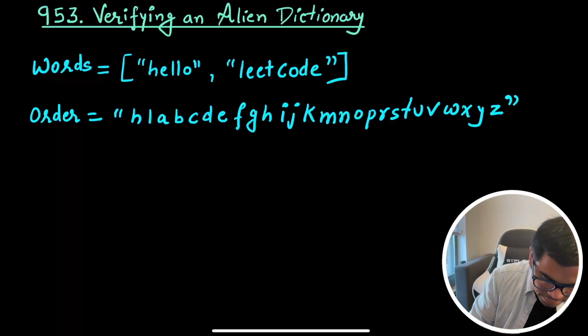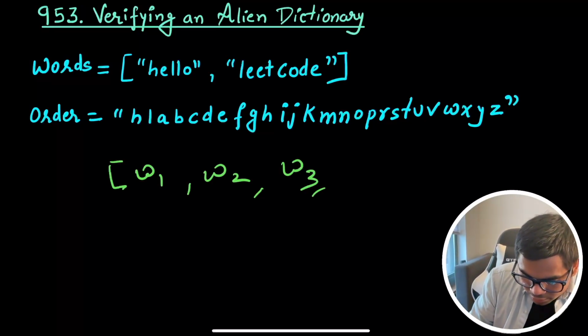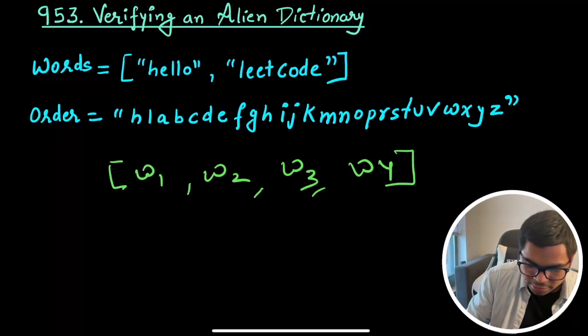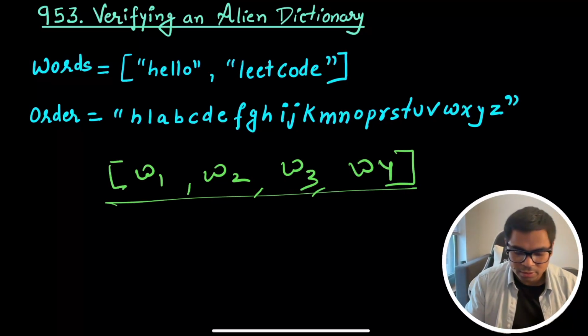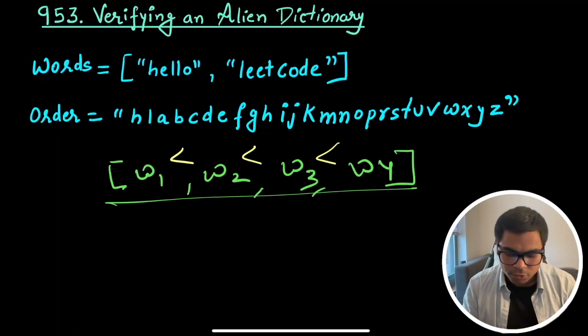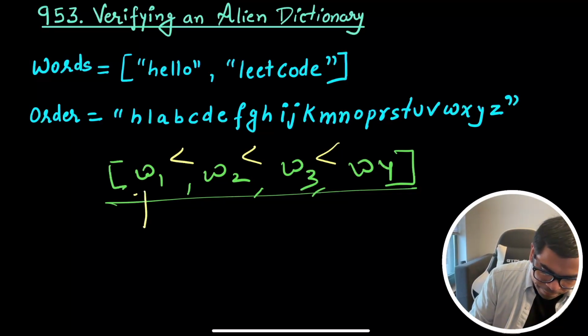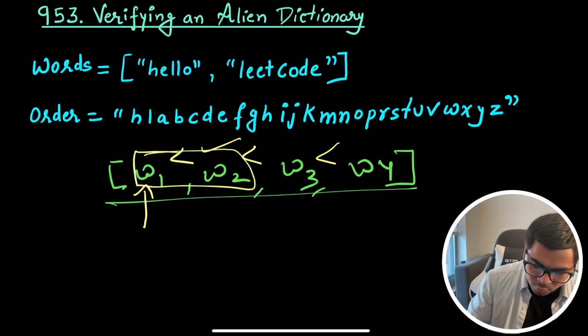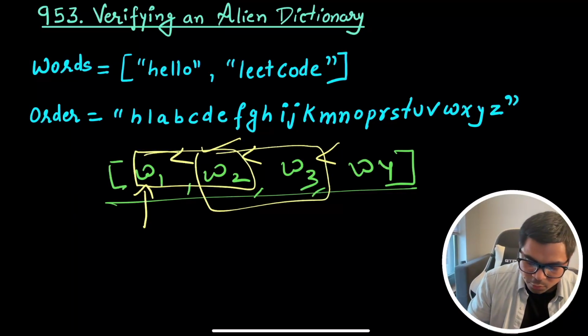So let's say our list of words is word 1, word 2, word 3, and word 4. This is my list that I need to check that these words are sorted lexicographically. That means if you compare all these words, word 1 should be smaller than word 2, word 2 smaller than word 3, word 3 smaller than word 4, and so on. So I'll be comparing word 1 to word 2. If I can prove this right, then I will compare word 2 and word 3, and then word 3 and word 4.